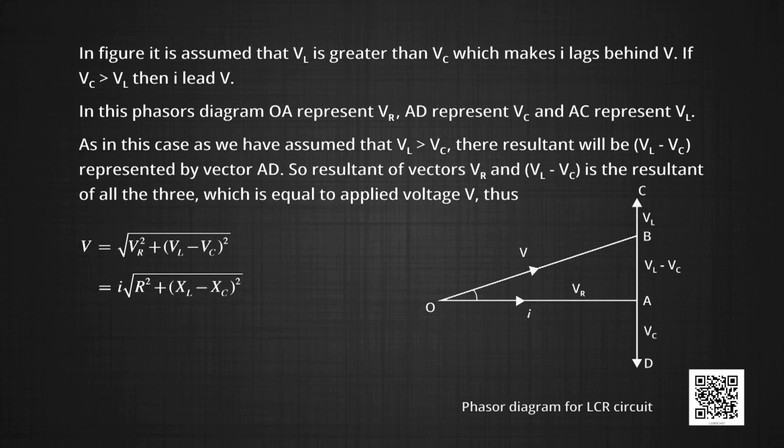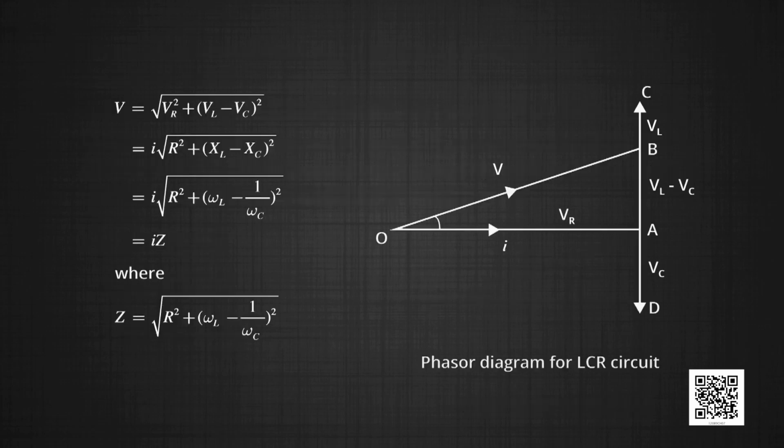which is equal to I times the square root of R squared plus (XL minus XC) whole squared, that is equal to I times the square root of R squared plus (omega L minus 1 upon omega C) whole squared, where Z is equal to the square root of R squared plus (omega L minus 1 upon omega C) whole squared. Here Z is again the same as the impedance of the circuit.